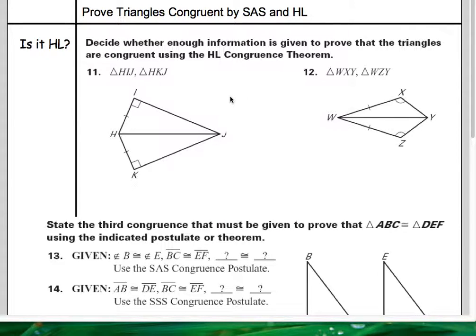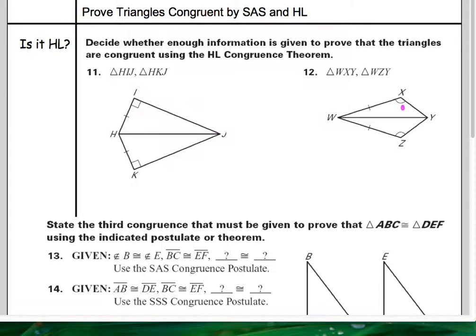Here they're asking us to test to determine whether enough information is given to prove the triangles are congruent using the hypotenuse leg congruence theorem. So let's look. Remember that hypotenuse leg requires a right triangle. So I'm going to look at these both just for a second, 11 and 12 at the same time. If my picture does not have a right angle in it, I'm immediately just going to say that it does not use HL. So look at number 12.